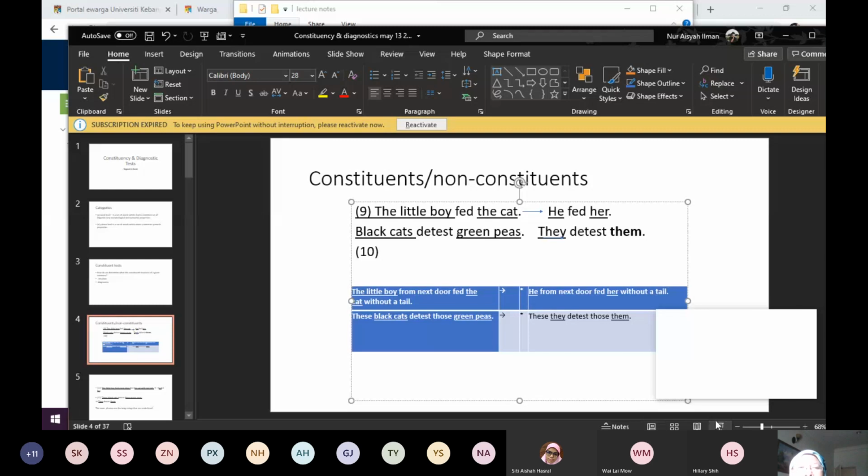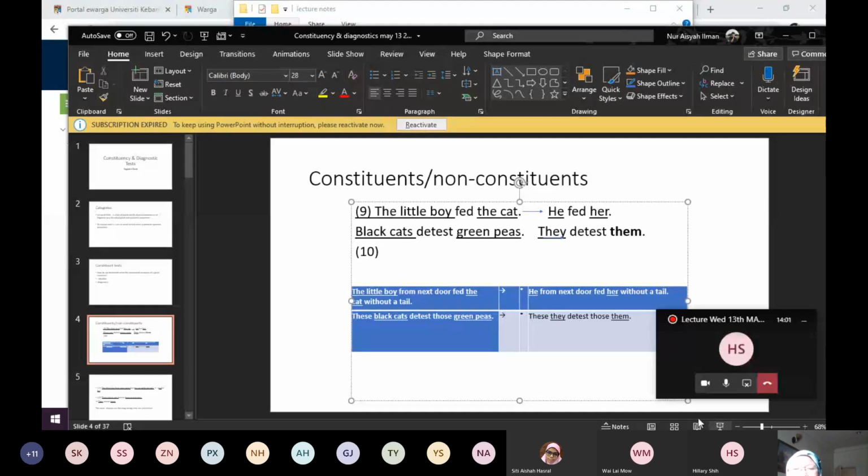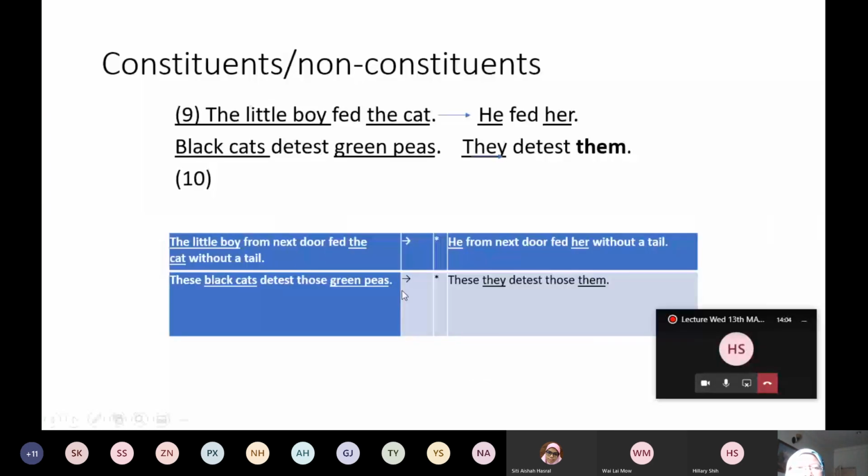Okay. The slideshow. Can you see it now? Can you see it now? Yes, doctor. All right.